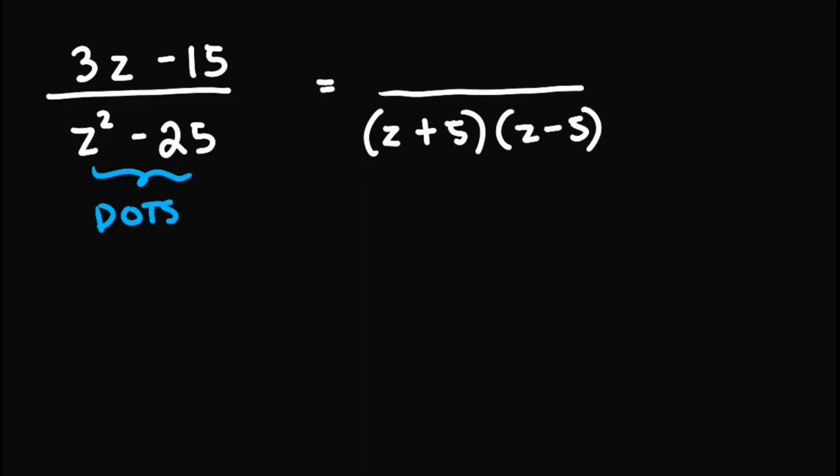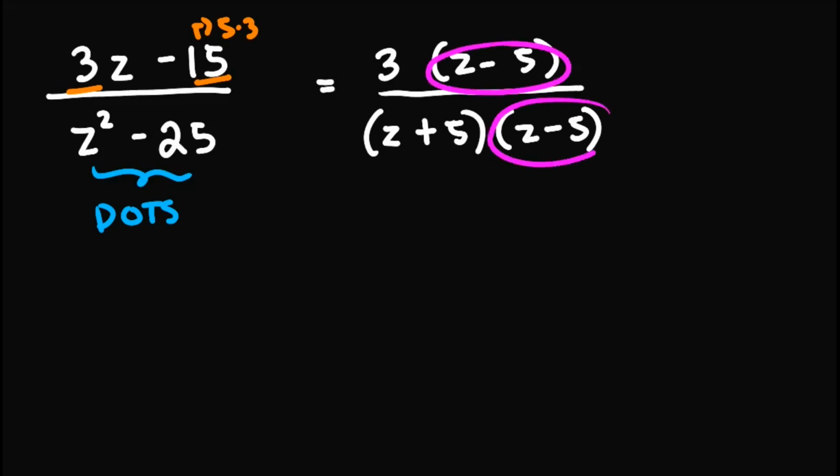How about the numerator? Well, we don't really need to factor it, but for explanation purposes, we'll factor it out. So since there is a common factor of 3 out here, we can factor this as 3 times z minus 5. And what can you observe? Observe that there is a factor of z minus 5 in the numerator and in the denominator.